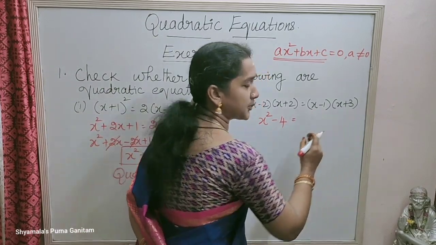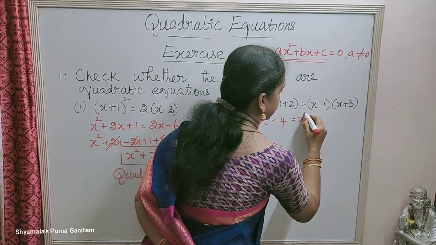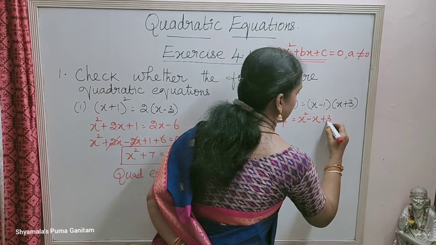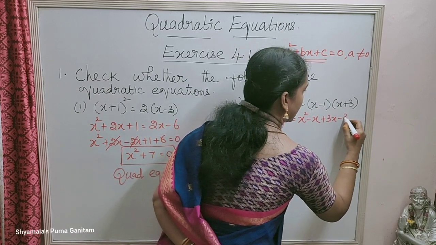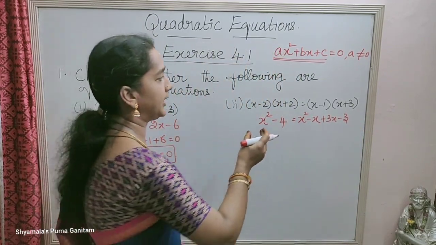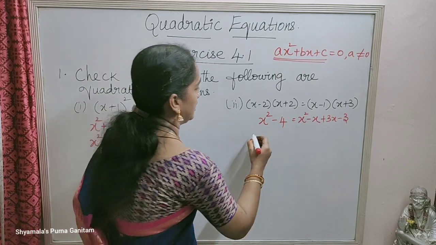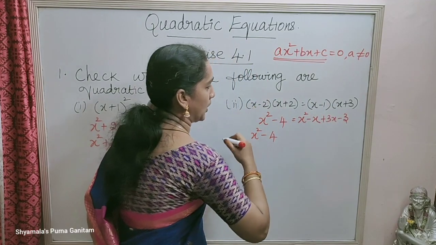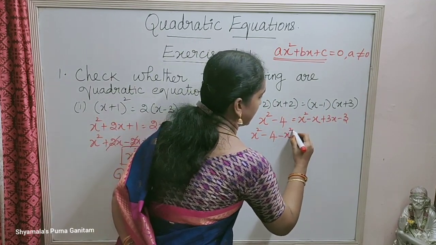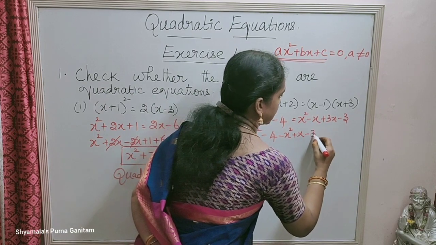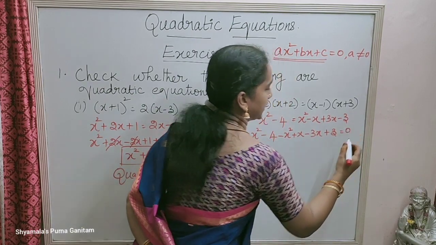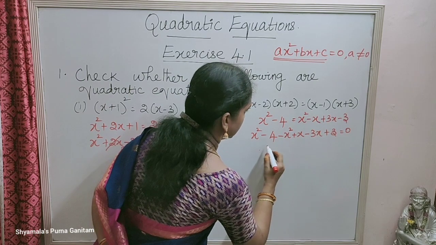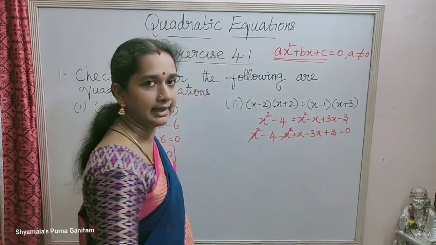Then on the other side, we have to multiply. So x into x is x squared, minus 1 into x is minus x, 3 into x is plus 3x, minus 1 into 3 is minus 3. So we have multiplied two terms here. Now we will keep this as it is, minus 4, or we will bring all the terms to one side. So from the other side, this is minus x squared plus x minus 3x plus 3 is equal to 0. Okay, so now if we simplify, x squared and minus x squared will get cancelled.